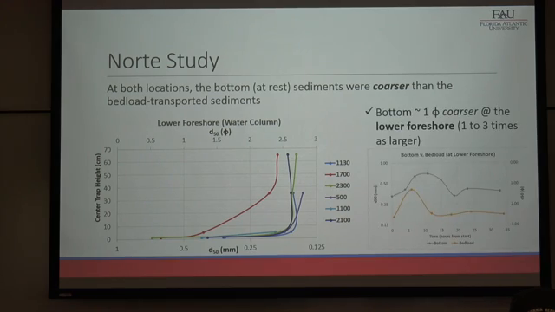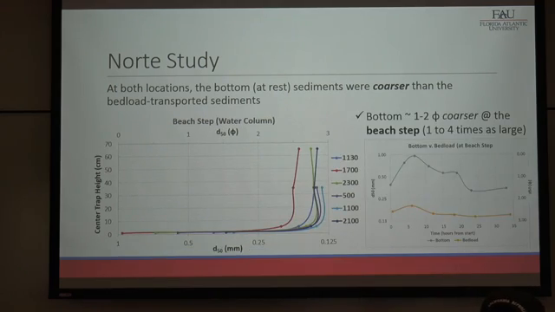Here's another way of looking at these sediments. The yellow line here is the grain size of the bed load, D50, and the gray is the bottom sediments. The bottom sediments were actually significantly coarser than what was in transport. So 1 to 3 times coarser in the lower foreshore. If I jump forward and move offshore, they were even more coarse at the beach depth.